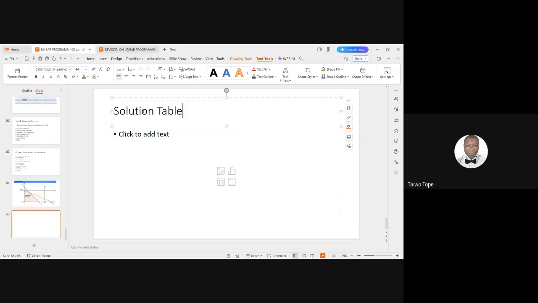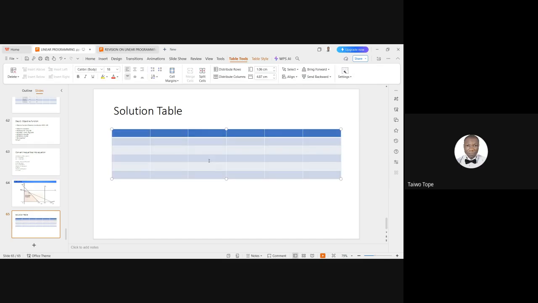Solution table. Using your solution table, the points we have: point A, point B, point what? C.